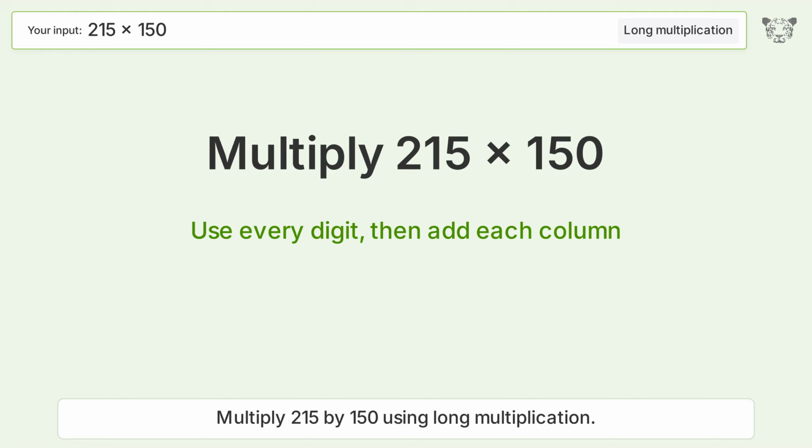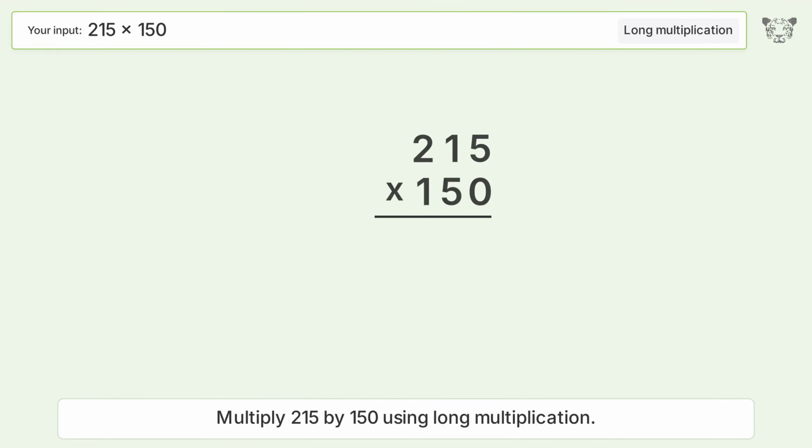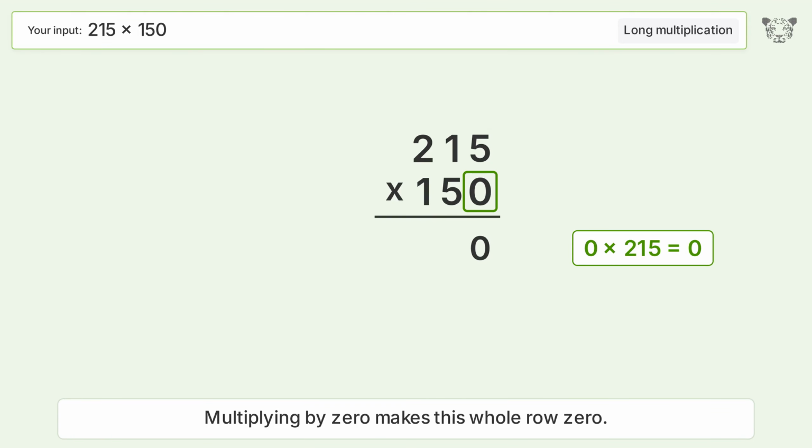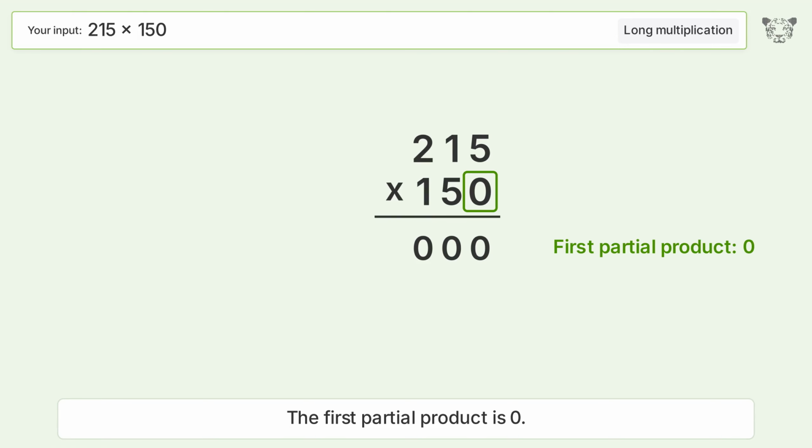Multiply 215 by 150 using long multiplication. Start with the ones digit, 0. Multiplying by 0 makes this whole row 0. The first partial product is 0.